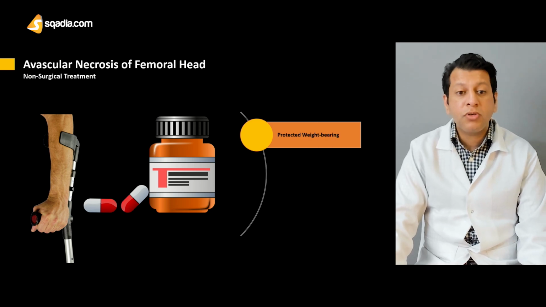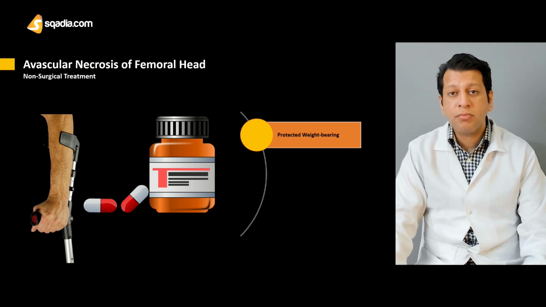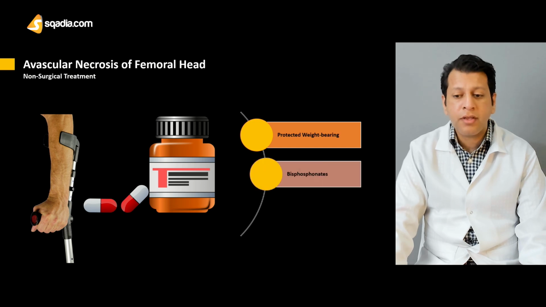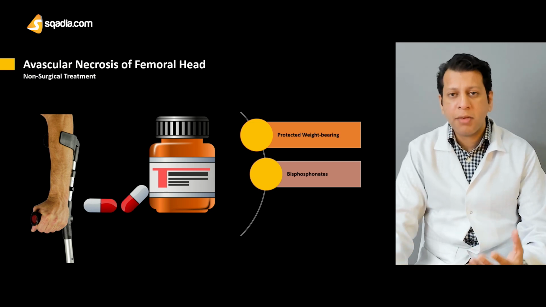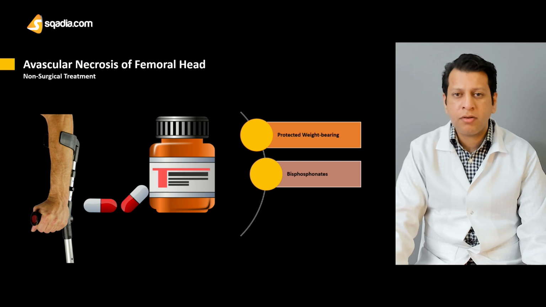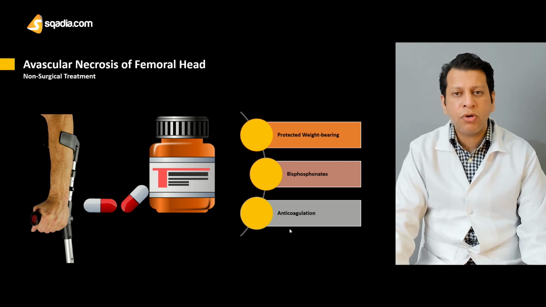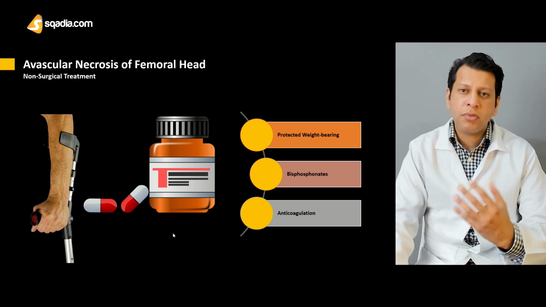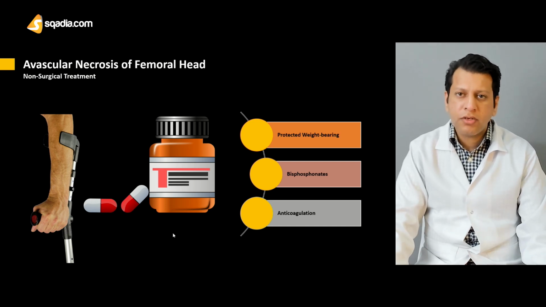Other non-surgical options include protected weight bearing, use of bisphosphonates, especially over the long term. Although they can produce atypical fractures, they have been helpful in preventing AVN as well. And use of anticoagulation medicines, for example, if the problem is with a coagulation defect as well.